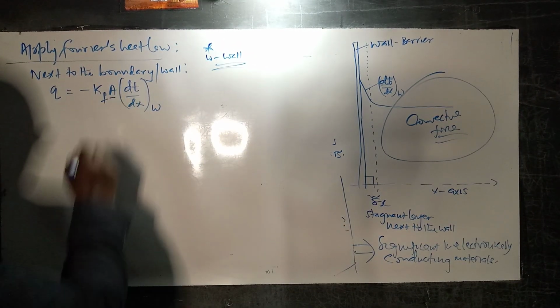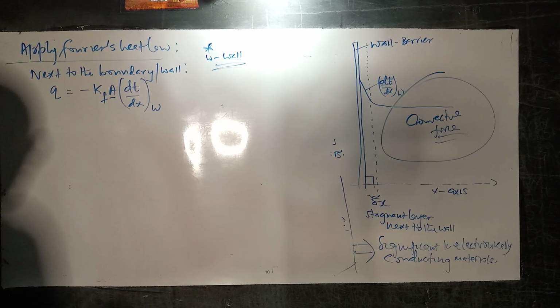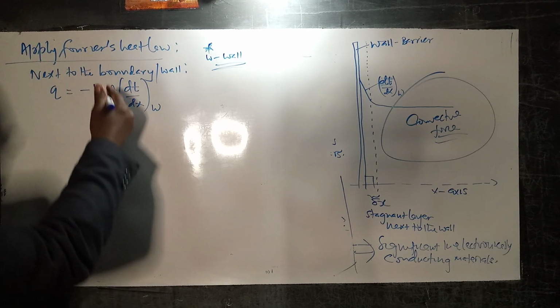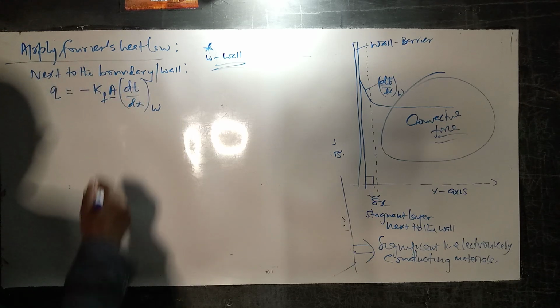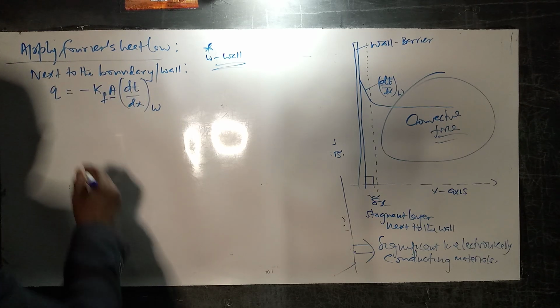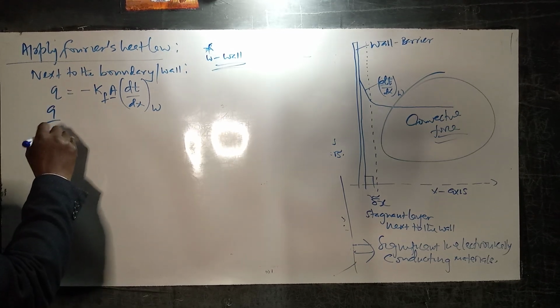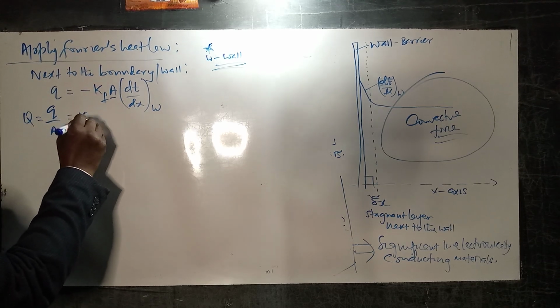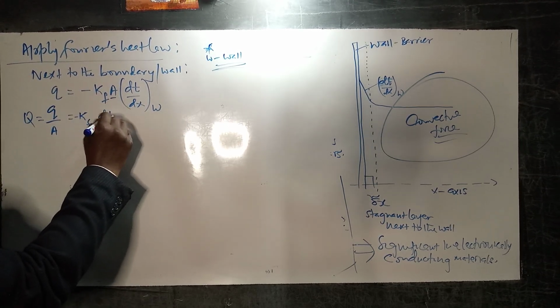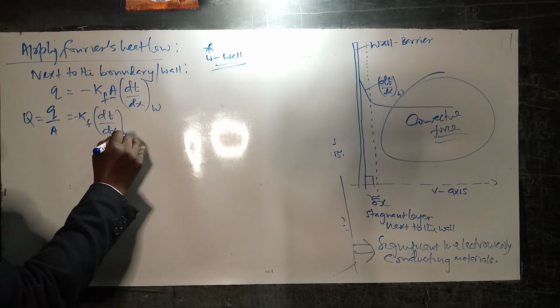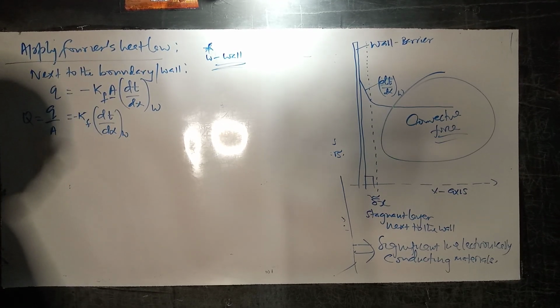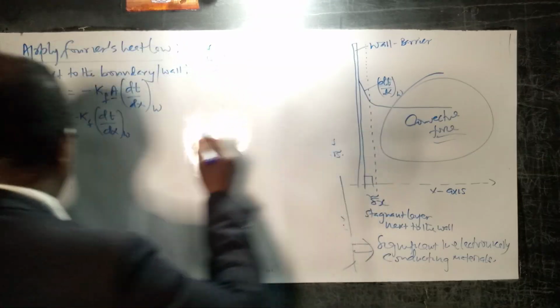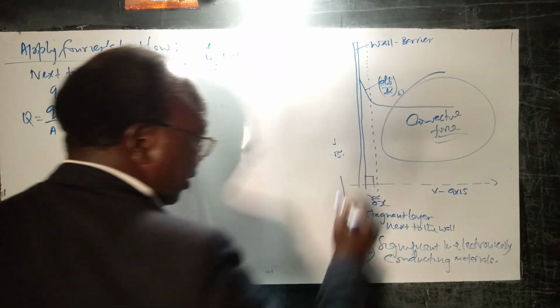And so, assuming that we don't want the surface area, in this particular case, we can factor it in and have our Q over A, which is Q, to be equal to minus Kf dT over dx at W. And so, that is the expression next to the wall.